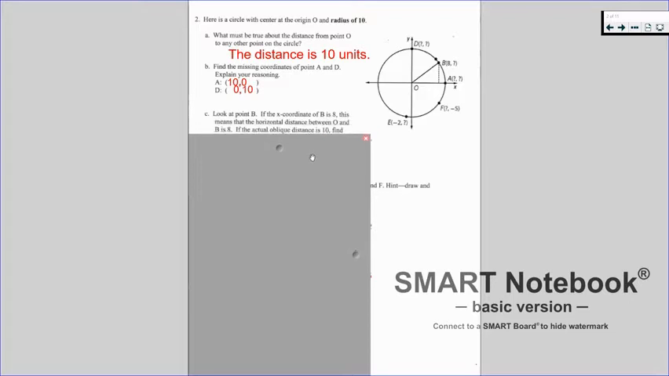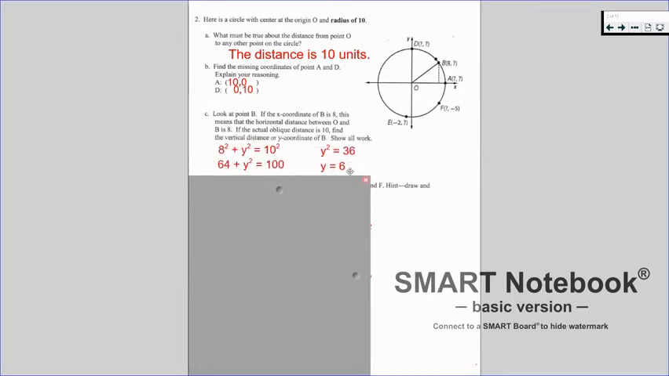Look at point B. If the x-coordinate of B is 8, that means the horizontal distance between O and point B is going to be 8, and the oblique distance is 10. So that means I've got two sides of a right triangle. So I'm asked to find the y value. I don't know what that part of the coordinate is, so we can just set up the Pythagorean theorem for that one. We take the square root of 36, and in the solving process we would have plus or minus, but because I see that that's in the first quadrant, I know the y value is going to be positive for that particular point.